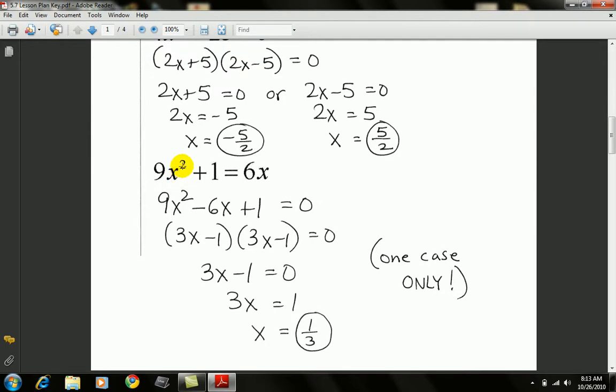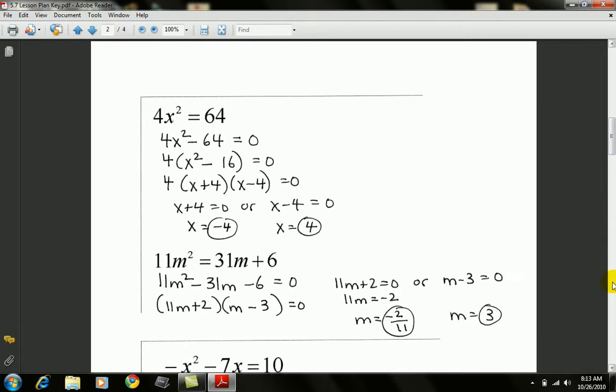Now, here's what I want you to remember about quadratic equations. Again, quadratic means degree 2. What this 2 is telling you is at most there will be two answers. Sometimes there's less. Okay? Alright, let's see what the next sheet brings us.